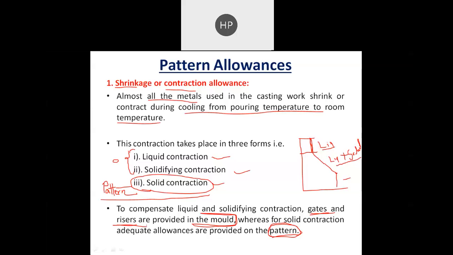Okay, but still you just remember that this liquid contraction and solidifying contraction can be compensated by gates and riser, while this solid contraction is compensated by the pattern. How will it be compensated? We just make the pattern slightly larger than the original size, so that after contraction we can get the original size.